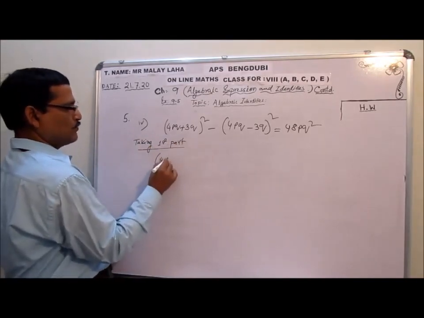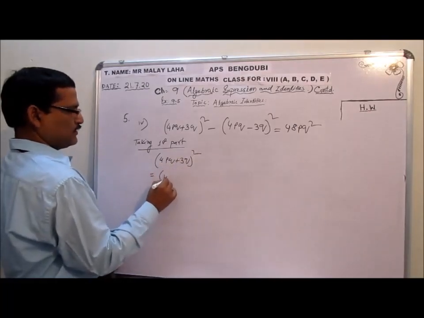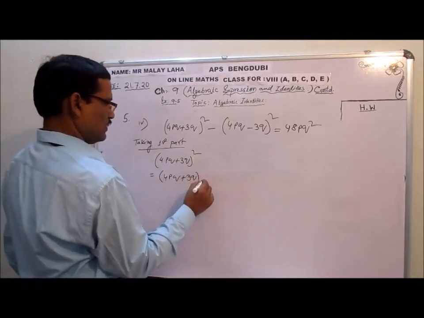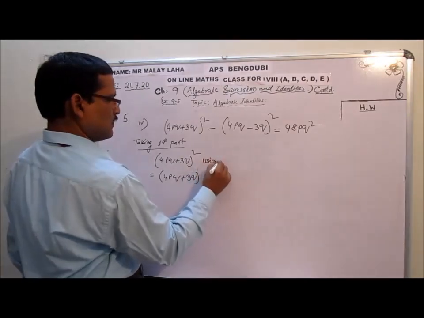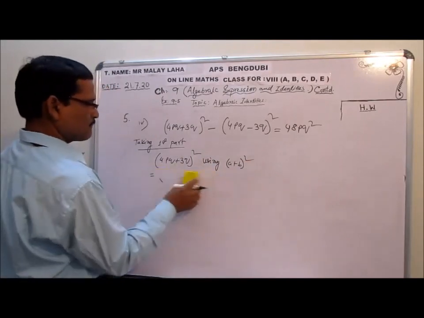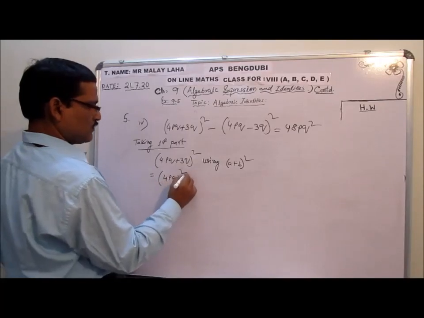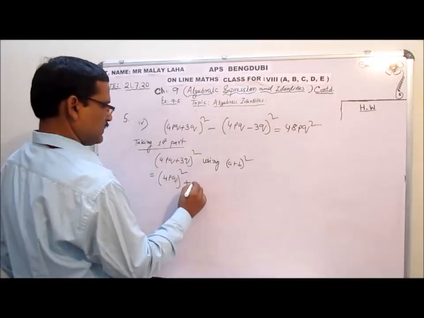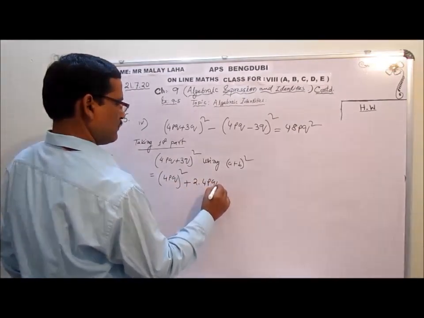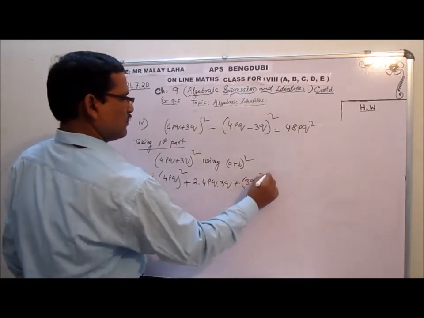So (4PQ + 3Q) whole square. Using (a + b) whole square, you write down a square, that means (4PQ) square, plus twice ab, 2 into 4PQ into b, that means 3Q, plus b square, that means (3Q) whole square.